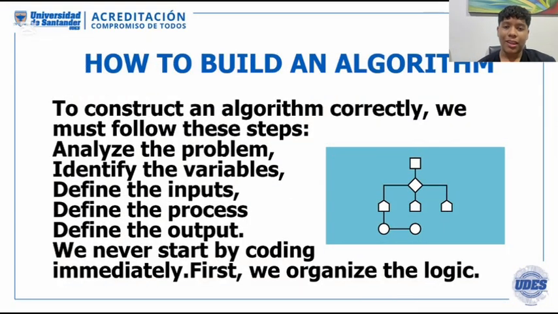How to build an algorithm? To construct an algorithm correctly, we must follow these steps. Number one, analyze the problem, identify the variables, define the inputs, define the process, and define the output. We never start by coding immediately. First, we organize the logic.